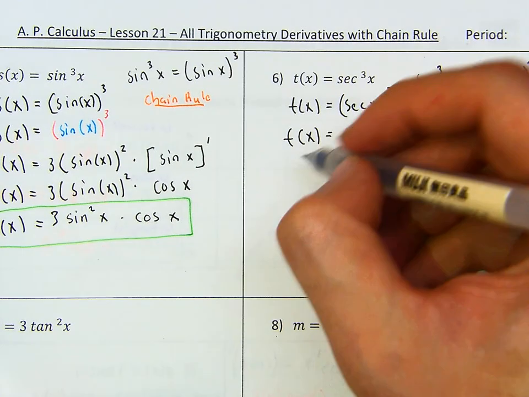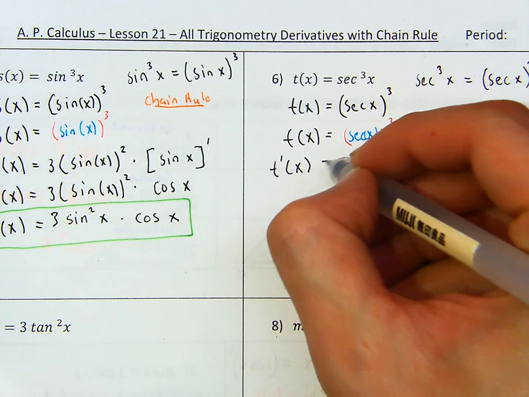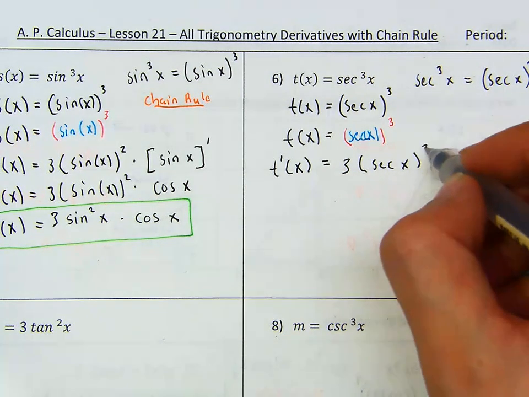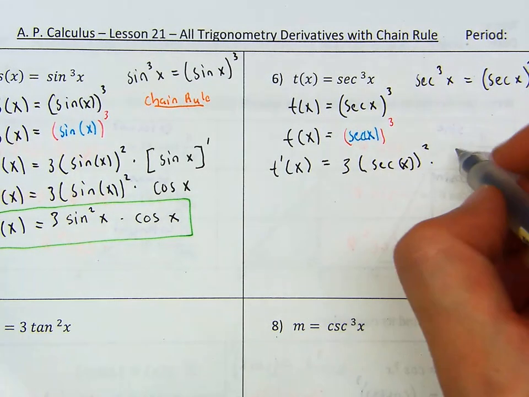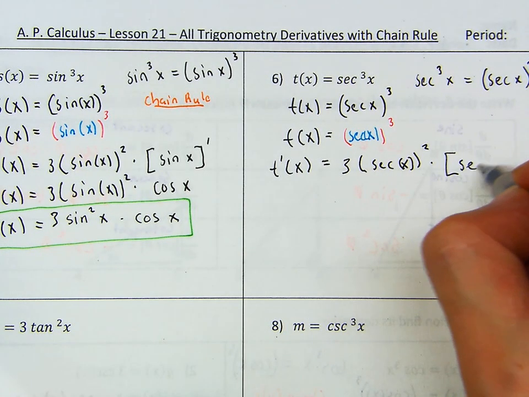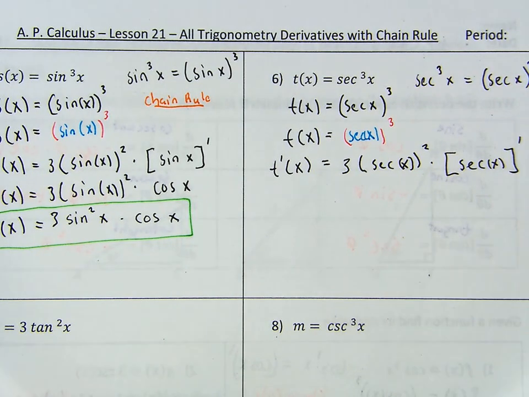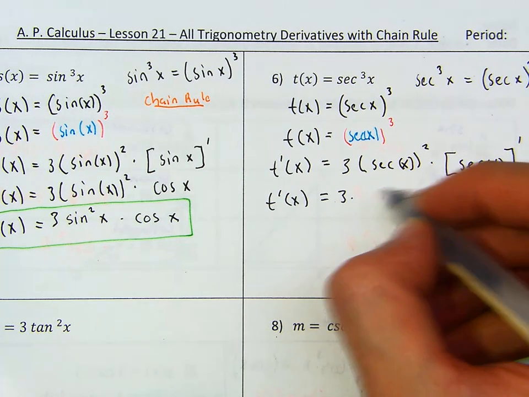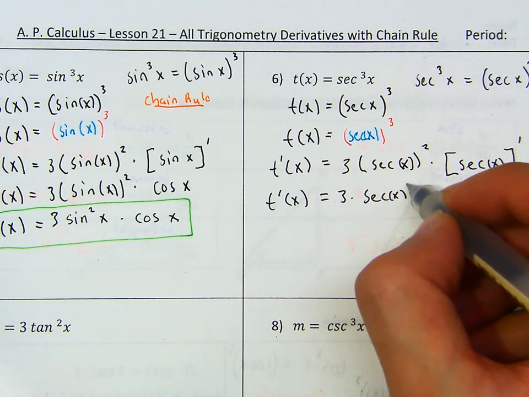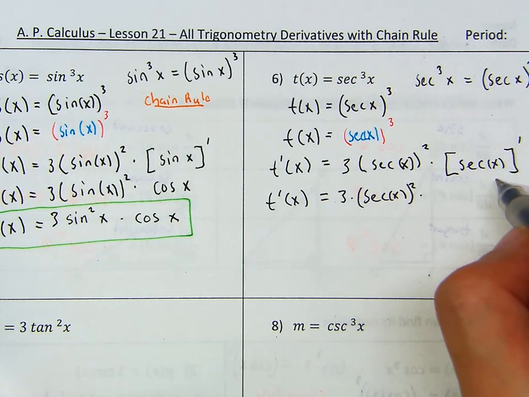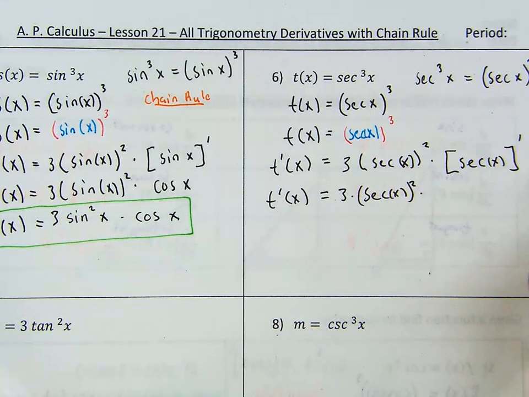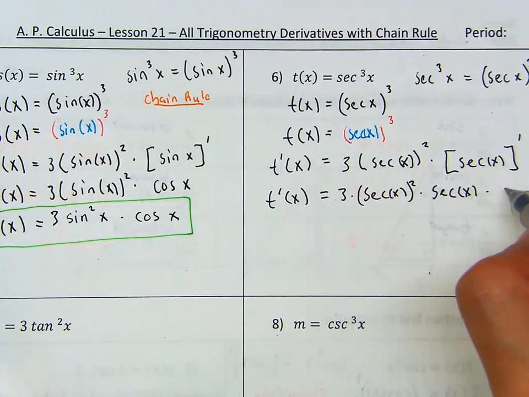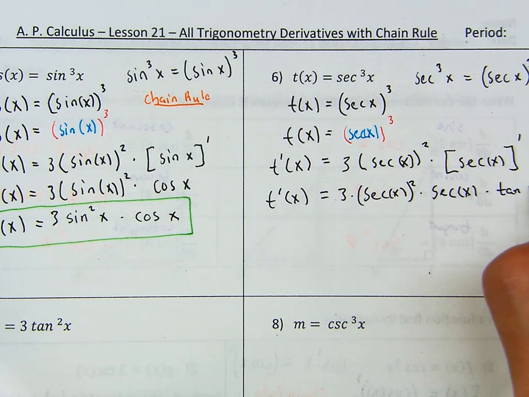Okay, so now let's take the derivative. So t prime of x is equal to 3 secant x, the whole thing squared, times the derivative of the blue, which is secant x, right? So the derivative of secant of x. Okay, so now t prime of x is equal to 3 times secant of x, the whole thing squared, times the derivative of secant of x. So pause the video. What is the derivative of secant x? The derivative is secant of x times what is it? Tangent x, right? Okay, so tangent x.